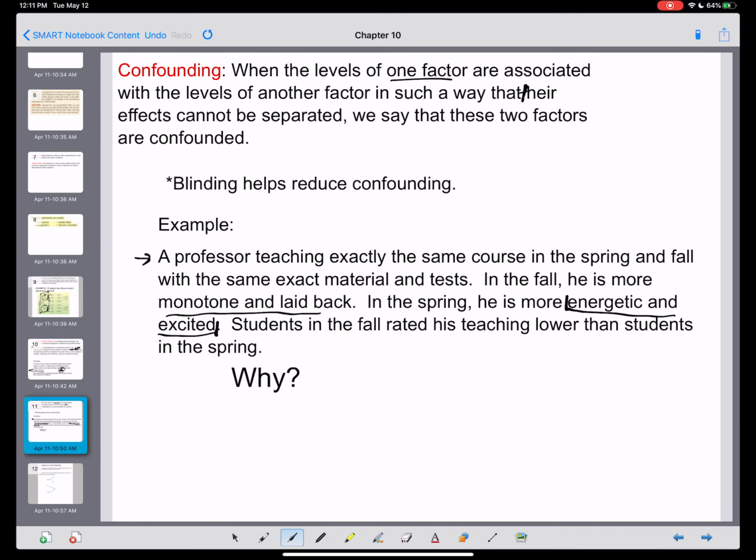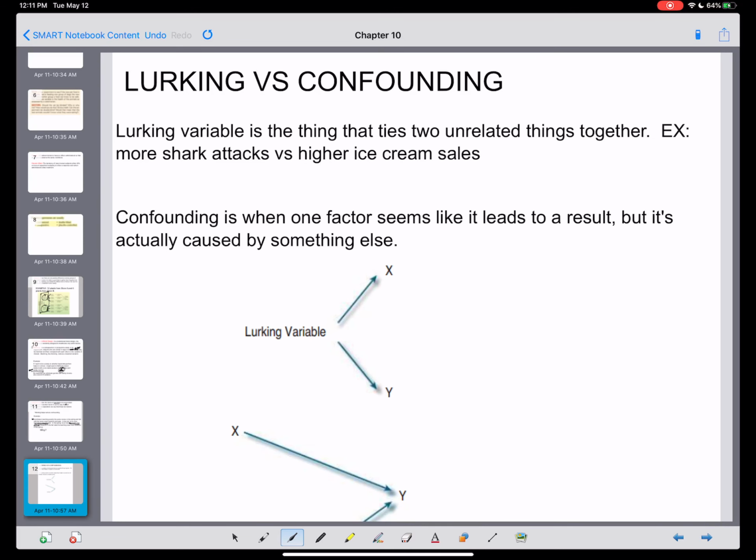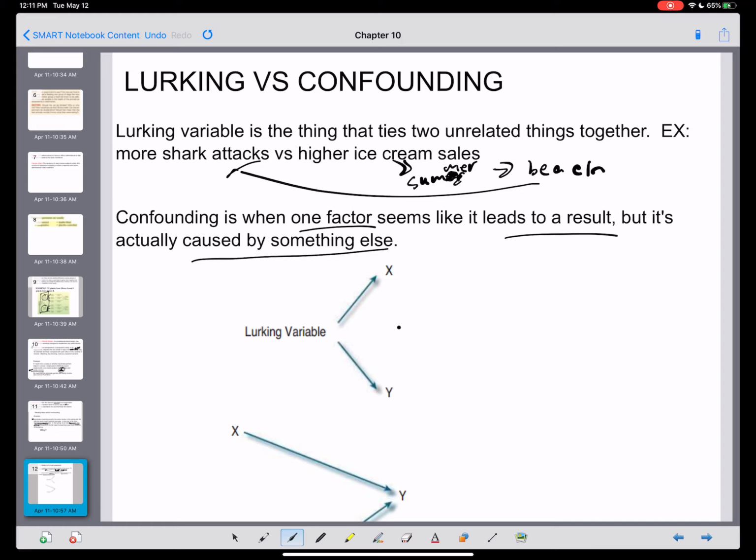Okay. So confounding is kind of similar to a lurking variable. A lurking variable is the thing that ties two unrelated things together. Example: more shark attacks versus higher ice cream sales. The reason is that more ice cream sales usually happen in summer, which leads to the beach, and if more people go to the beach, there are more shark attacks. Confounding is when one factor seems like it leads to a result, but it's actually caused by something else.